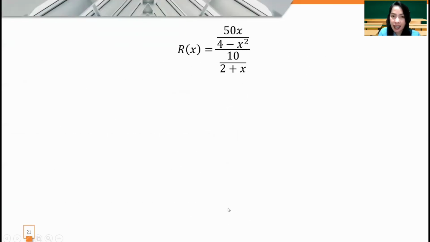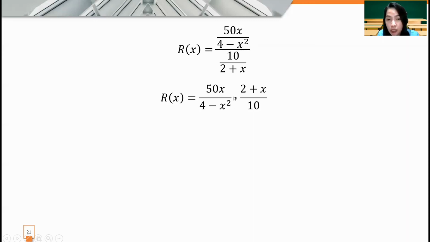To simplify that, since ito yung numerator, ito naman yung denominator, for us to simplify this, 50x all over 4 minus x squared, we are going to change the operation to multiplication, and yung denominator, we are going to get the reciprocal, meaning yung 10 dito na nasa numerator sa baba, gagawin na nating denominator, at yung 2 plus x naman ay tataas na natin sa numerator.